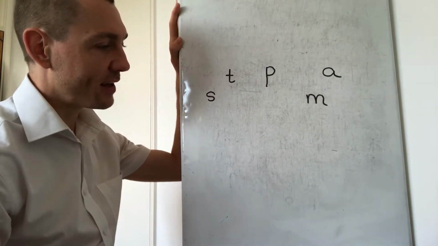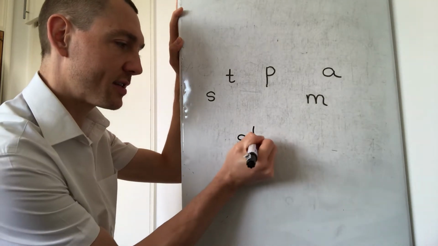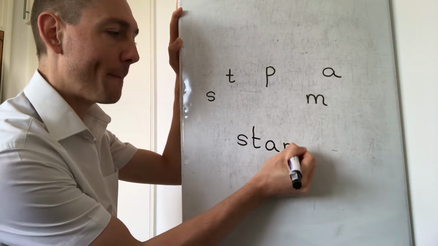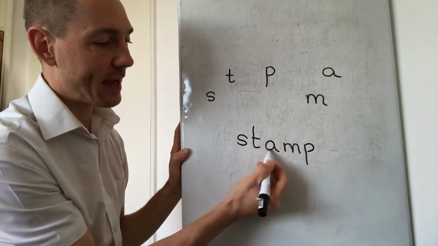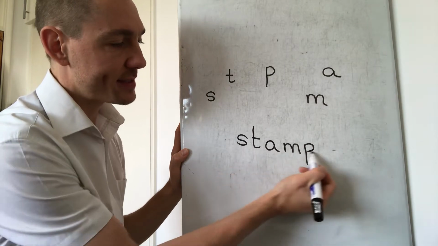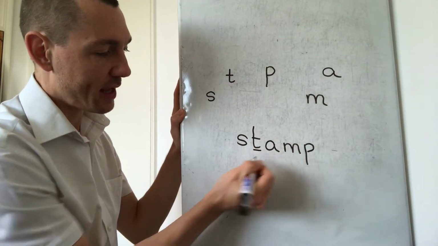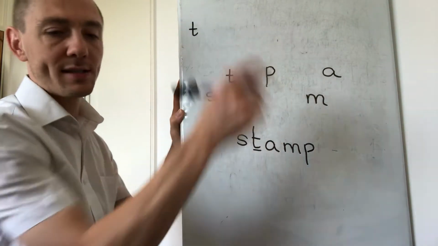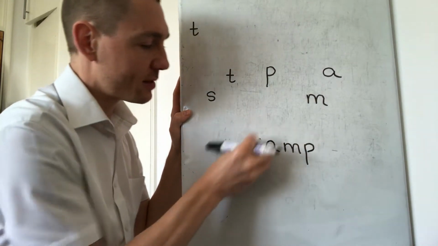Okay, and we say s t a m p, st a m p, stamp. And we can see that we've got the t here with just a T spelling. The letter T on its own for the word stamp. Okay.